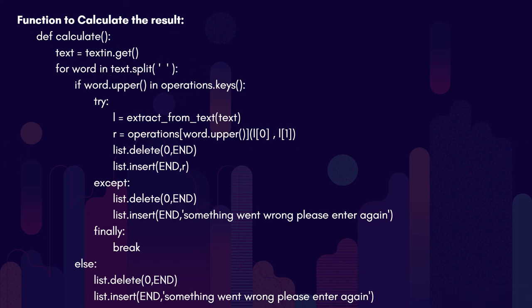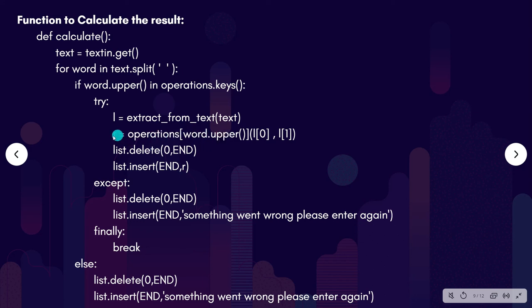We are taking the text, then for word in text.split, we will check whether they are in the operation keys or not. If it is there, then again I have a try and except block. So we will try simply L equals extract_from_text and give text to this, and this will give us a list of numbers. Then R will be our output, and how will we get it? We check if word.upper() is in the operations. If it is, extract that value and then call that particular method and just give L[0] and L[1]. So actually here we are calling those mathematical functions that we have defined earlier.